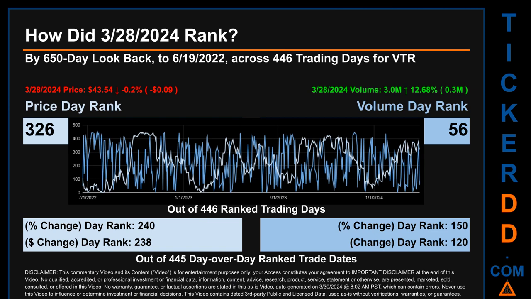The price's day-over-day percentage change, dropping minus 0.2% on March 28, 2024, had a day rank of 240 while its dollar difference of minus 9 cents had a rank of 238 when compared day over day across 445 trading days. Volume's percentage change and difference were ranked respectively at 150 and 120.